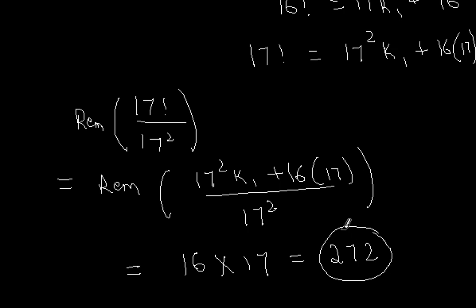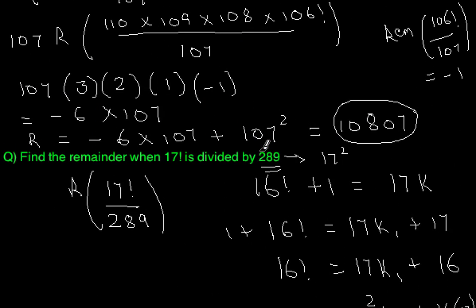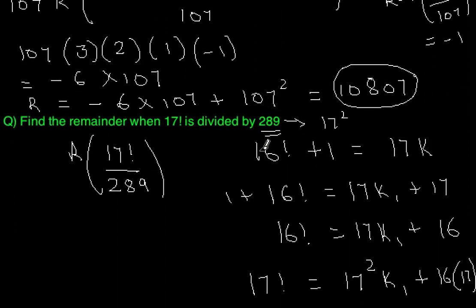So basically we just have to keep in mind that whenever we face a situation where we are dividing factorials by large numbers, in 99% of the cases we use Wilson's theorem to find the remainder.